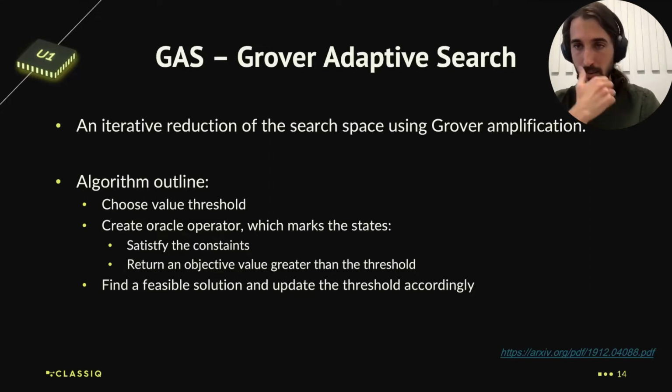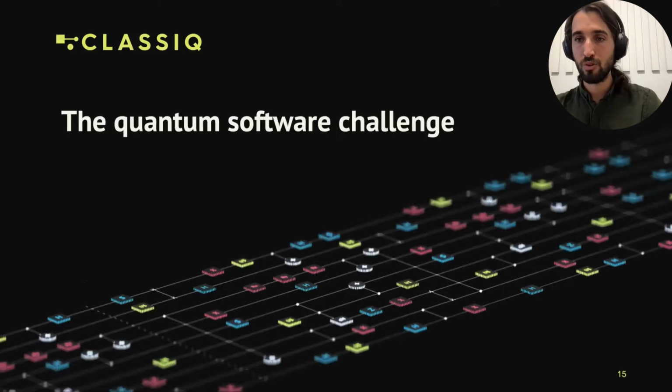So how are we going to apply this algorithm? We choose a constraint, we build the Grover oracle, and then we apply Grover amplification. All the valid solutions will be amplified and the invalid will be diminished. In an iterative process where we update the threshold each time, we're going to shrink our space to just the single highest or lowest solution. Okay, so great.